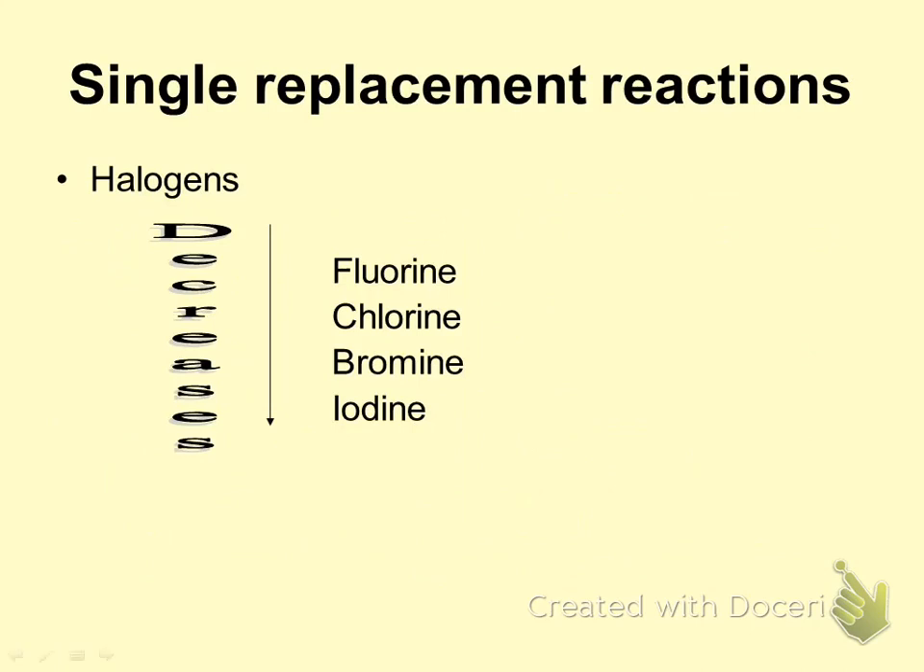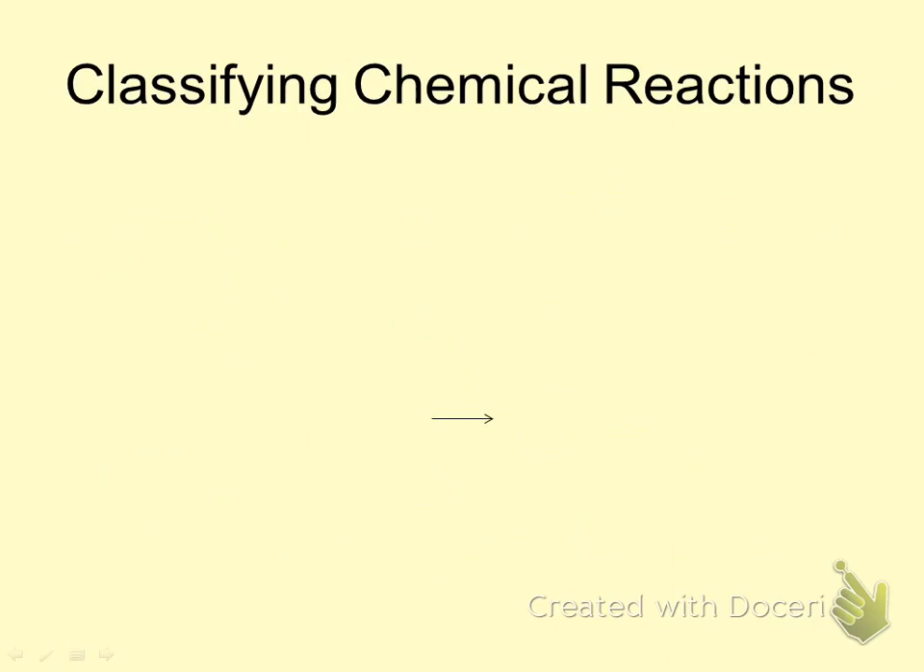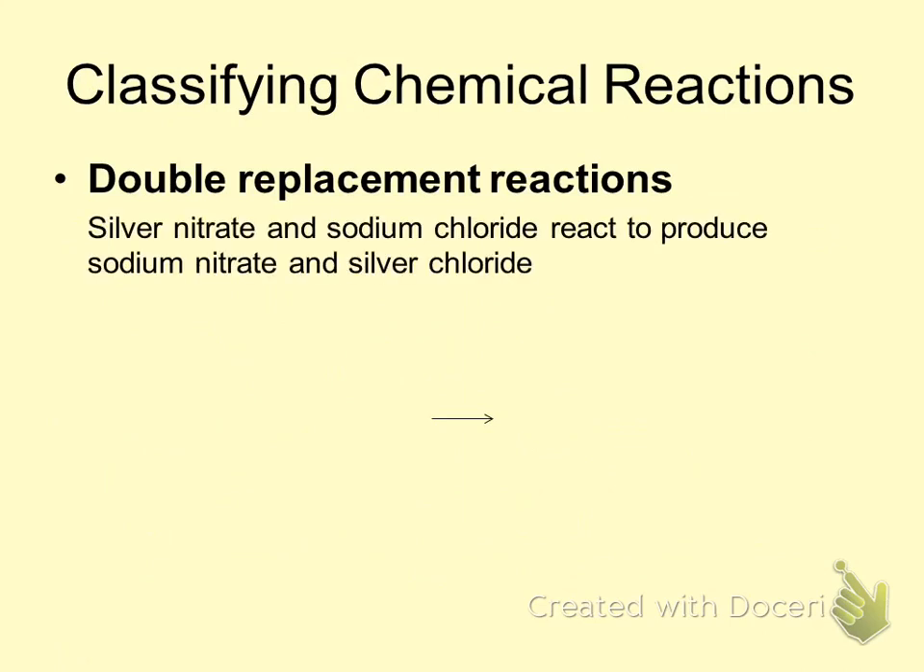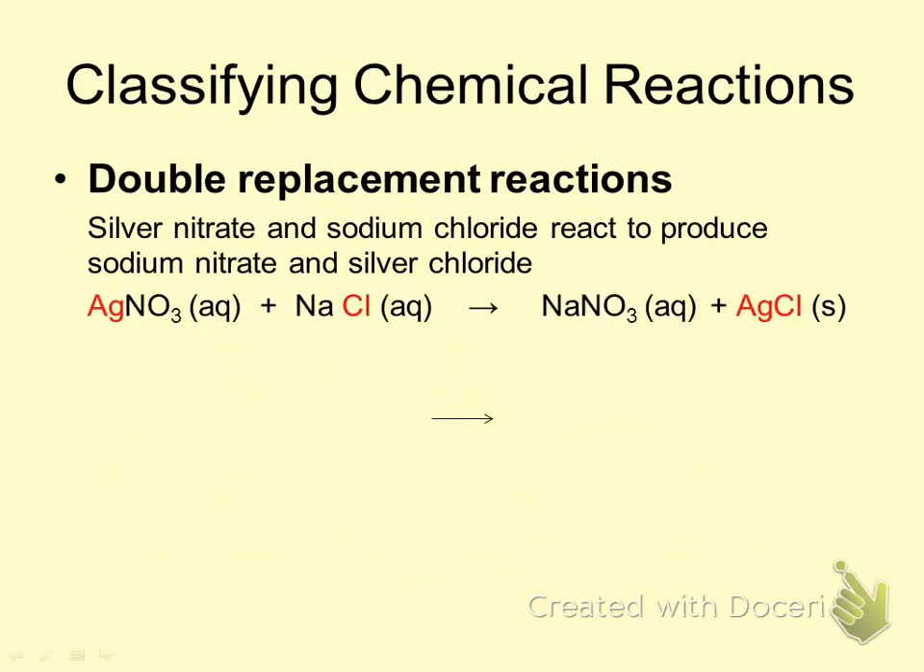Now, our last and final equation that we're going to deal with here is called a double replacement reaction. If single replacement reaction was we picked one of the parts of the compound and replaced it, double replacement means what we're going to do is we're going to switch both parts. Now, the example given to us here: silver nitrate and sodium chloride react to produce sodium nitrate and silver chloride.